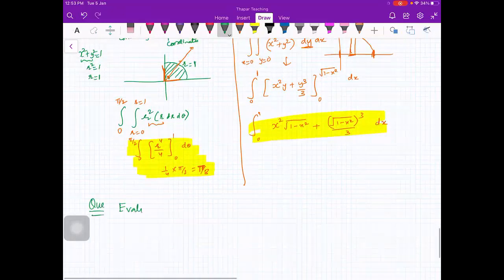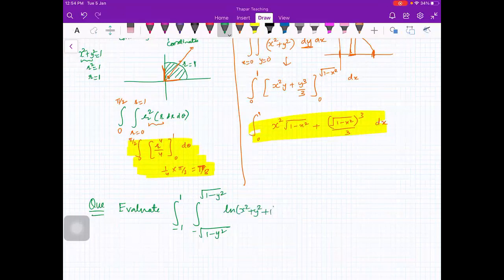Evaluate the integral, y from minus 1 to 1, x from minus square root of 1 minus y square to square root of 1 minus y square, log of x square plus y square plus 1 dx dy, by converting into polar coordinates.